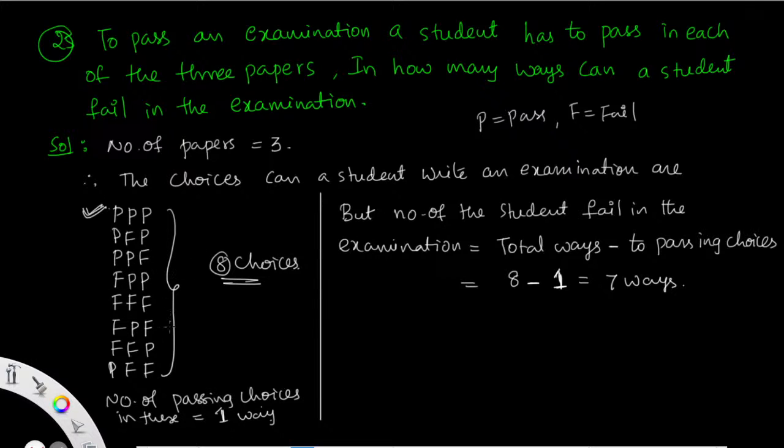So all of these are fail except PPP, that means all papers passed. Then the student passes the examination. Only one choice is to pass, and the total choices are 8. So 8 minus 1 equals 7 ways. So the number of ways a student can fail in the examination is 7 ways. Total ways is 8, passing is 1 way, then you get 7 ways. This is question number 25.